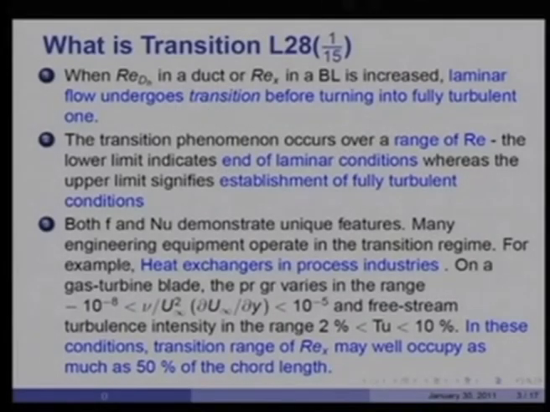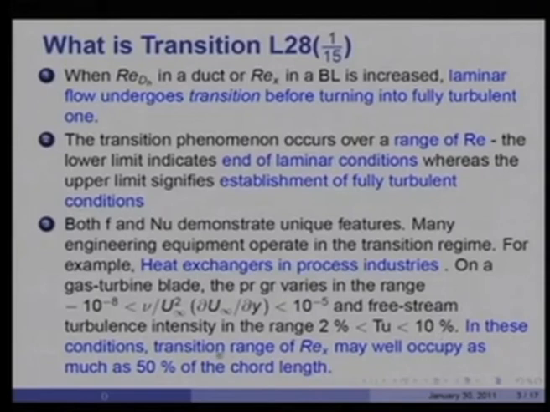Now, many heat exchange equipment operate in the transitional region, particularly in process industries. It is often found that the Reynolds number inside the tube is often in the transitional region. Similarly, on a gas turbine blade, the pressure gradient varies in the range as low as -10 to the -8 to of this parameter rho by u infinity square du infinity by dx, to as high as 10 raised to -5. Both these are considering both pressure side and the suction side, and the free stream turbulence intensities vary from as low as 2% to 10%.